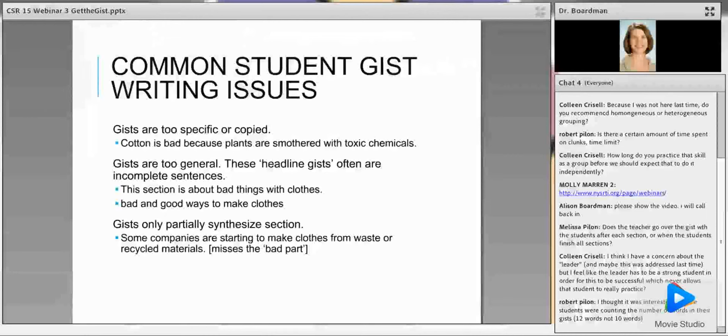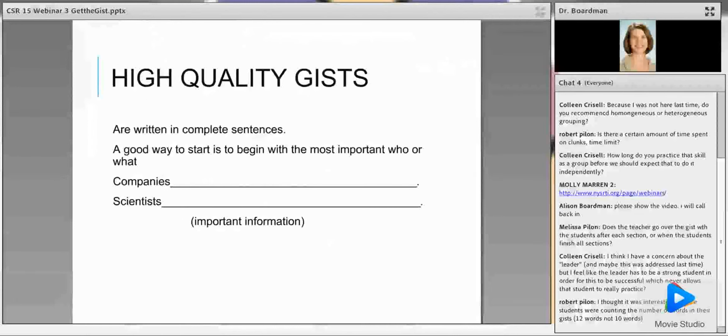And here is one that is missing, as the boy in the video referred to, the bad part. Some companies are starting to make clothes from waste or recycled materials. Okay, but we've missed the whole part about the harsh chemicals and how some clothing, even stuff we think is good, really isn't good, like cotton we just assume is good, but maybe it's made in a way that is harmful to the earth.